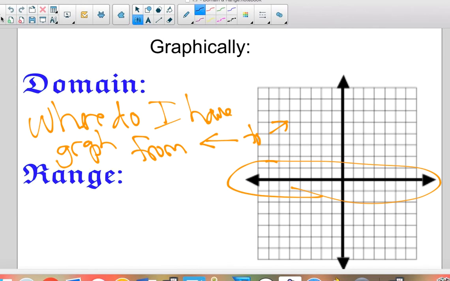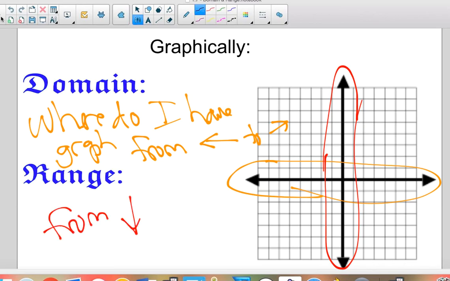So you're basically looking at where you have x coordinates when you're looking at a graph and trying to figure out the domain. And then the range, which is the y values, and there's our y-axis. That's where you're asking the same question: where do I have graph, but from the bottom on up, or from bottom to top?